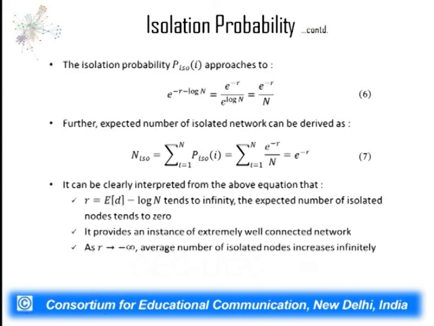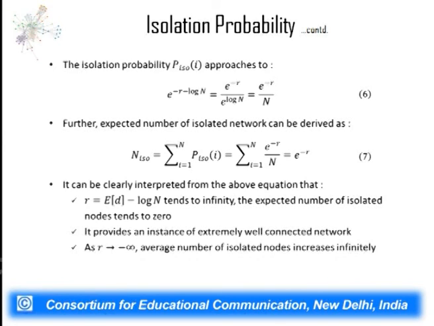Now, some quick interpretations: if r is equal to ED minus log n and this value tends to infinity, it means that the expected number of isolated nodes is going to 0, which means that the graph is getting more and more connected, densely connected.